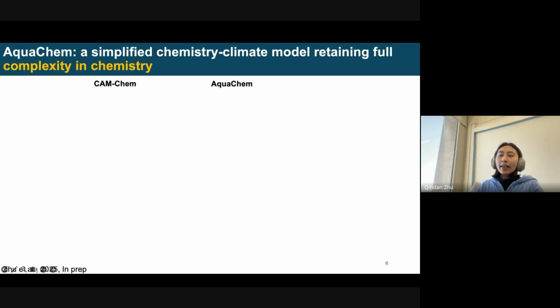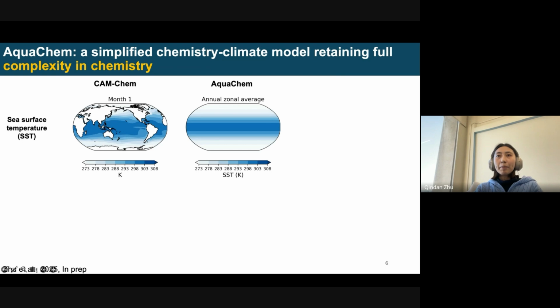And this AquaChem is actually built on the aquaplanet configuration by incorporating the detailed chemistry and emissions. So compared to ChemChem, AquaChem is using this prescribed annual zonal average symmetric sea surface temperature, which maintains the pole to equator energy gradients that drive the Hadley cell and the upper tropospheric jet. However, the setup of the zonal average SSTs will eliminate other climate dynamic patterns, such as shifts of the ITCZ or the Walker circulation.